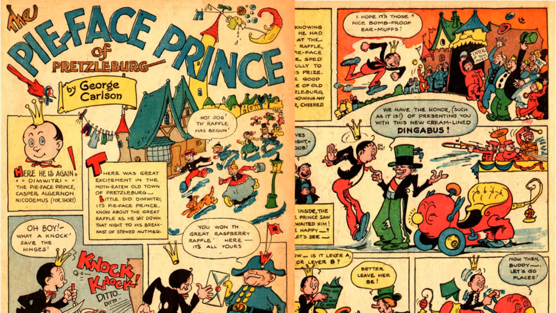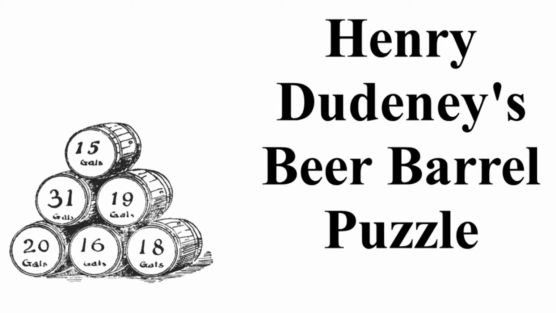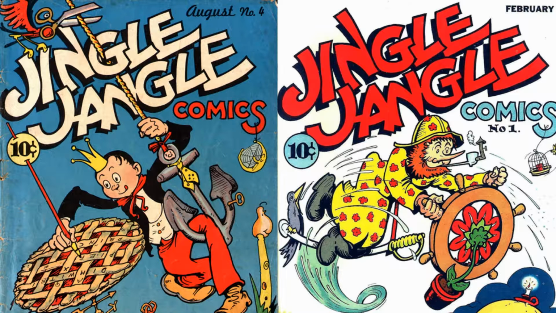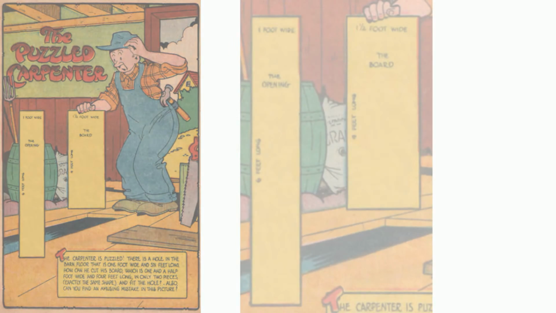Now, just to be clear, Carlson based his puzzles on older puzzles that we've, in some cases, covered here before by people like Sam Loyd and Henry Dudeney. But he made them his own, and he presented them in such a charming and clever way that he's very fondly remembered. Take this one, for instance, the Puzzled Carpenter.